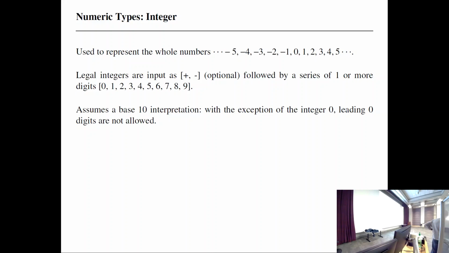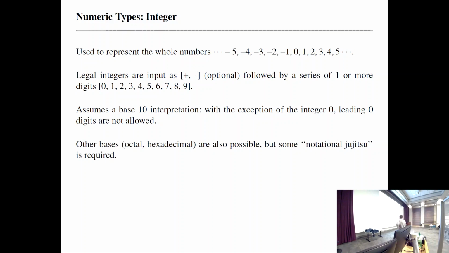And because it's a base 10 interpretation, with the exception of the integer value 0, you are not allowed to start an integer with a 0. In other words, you can't type 0, 1, 0. You type just 1, 0 for 10. You can't type minus 0, 3, 3 for negative 33. It's just minus 33. You can, however, type 0 because there's no other way of saying the number 0.